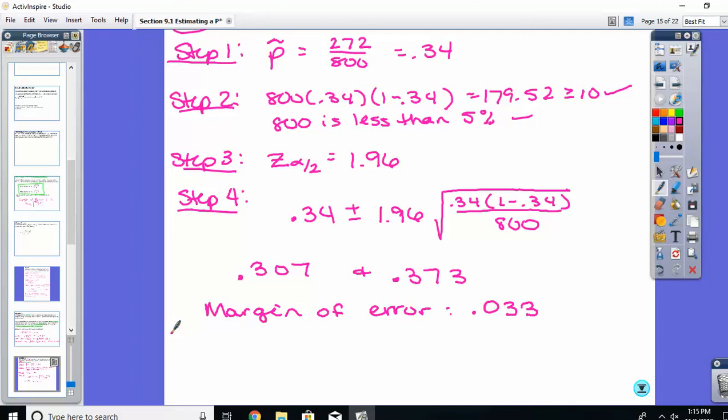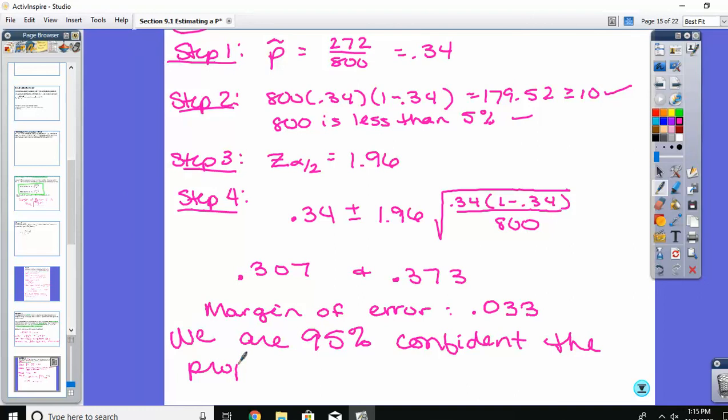So finally, let's just write a sentence. This was a 95% confidence level, so 95% confident the true proportion is between 0.307 and 0.37.